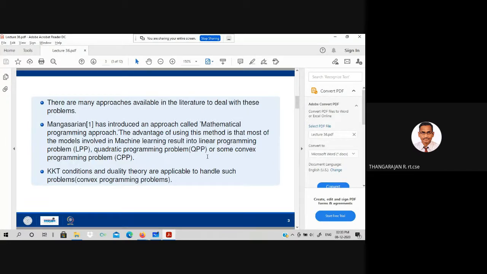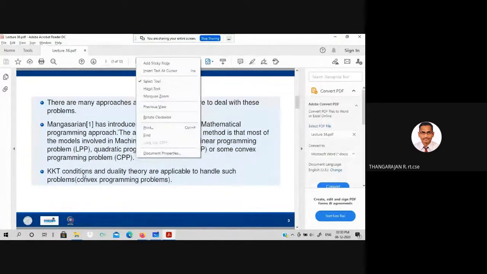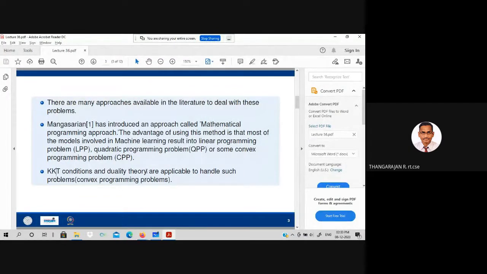So just now I introduced you to the linear programming problem, the quadratic programming problem, and the convex programming problem. There is a particular paper by Mangasarian which introduced an approach called the mathematical programming approach. The advantage of this method is that most of the problems involved in machine learning result in linear programming, quadratic programming, or convex programming. The Kuhn-Tucker conditions and the duality theory are applicable to handle such problems. These are methods that are available to solve such convex problems.